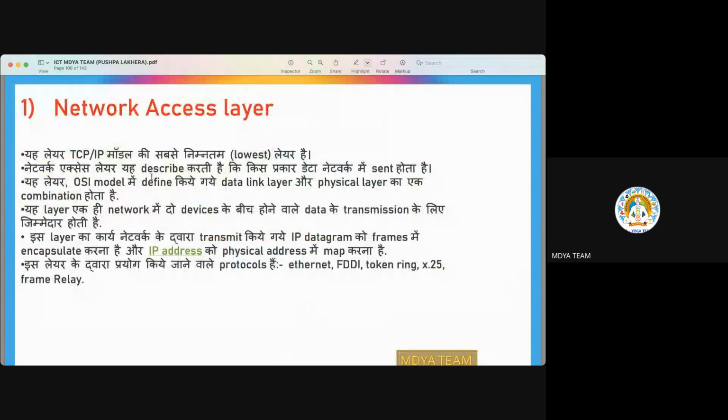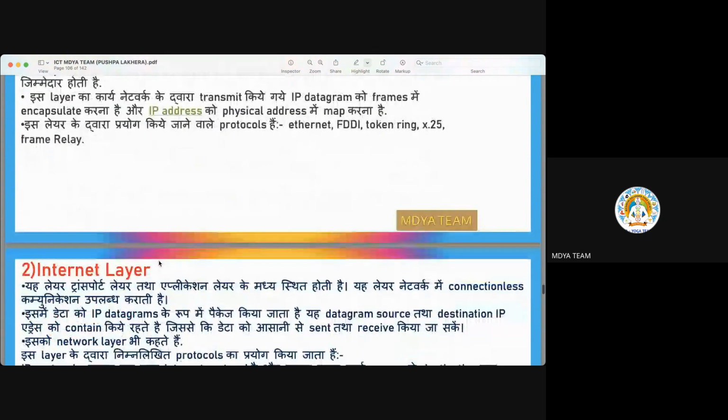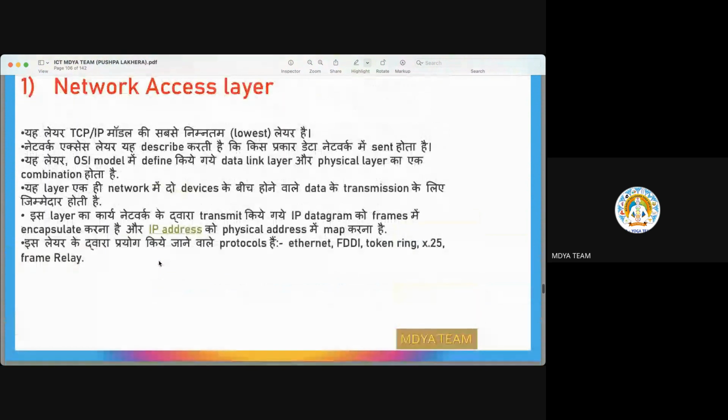Let's have a look at what is written here. Lowest level, and I already told you all these things. You should know what protocols are used in the network access layer. They are Ethernet, FDDI, token ring, and other protocols.